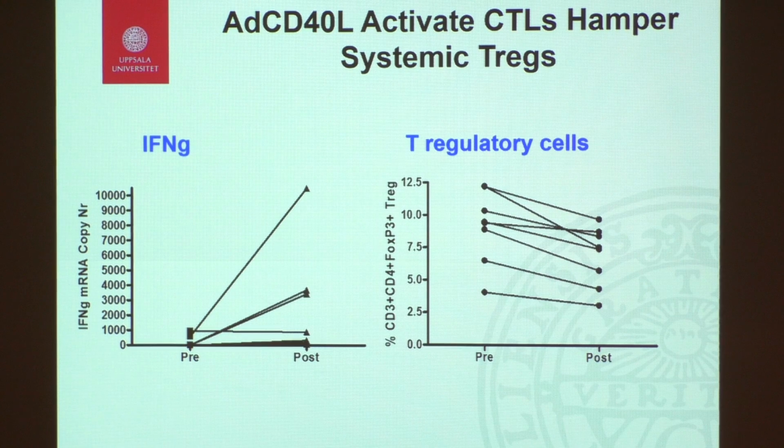So when we moved further with the analysis, we wanted to know if the T cells were active, because I mean they can just be there but be energetic. But we saw increased interferon gamma in these bladders, and systemically we could also see a reduction of T regulatory cells.